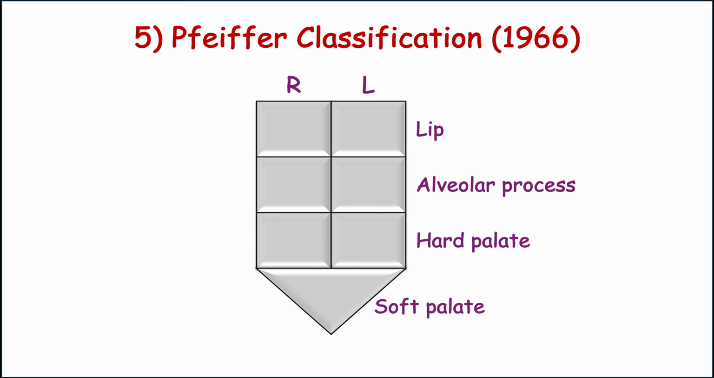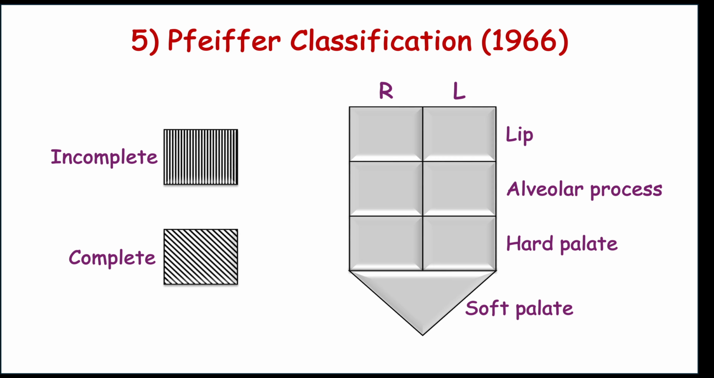Pfeiffer Classification in 1966. It comprises both right and left side of lip, alveolar process, hard palate, and the triangular shaped area, which is called the soft palate. Here the incomplete cleft is marked by stippled line and complete cleft is marked by striped line. Remember, incomplete cleft is stippled and complete cleft is striped.